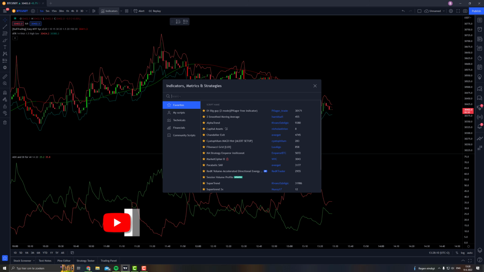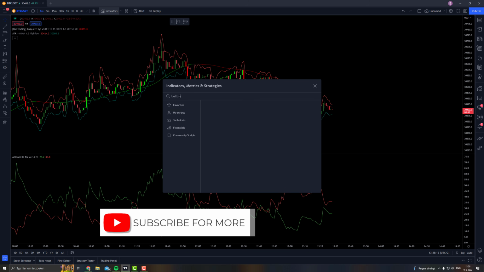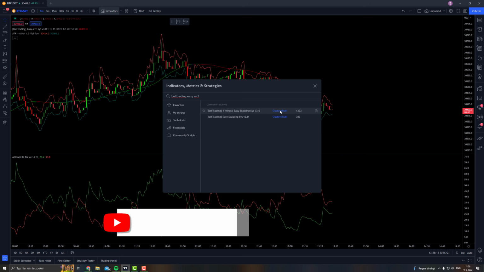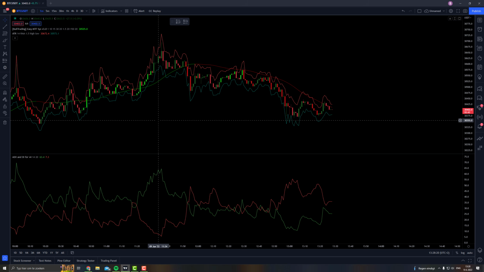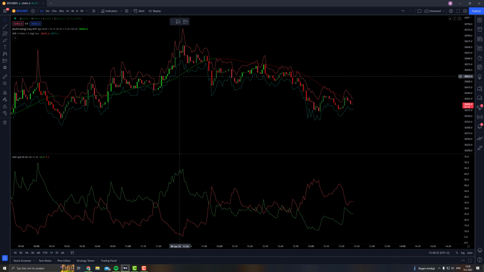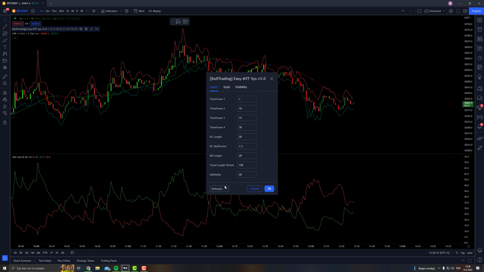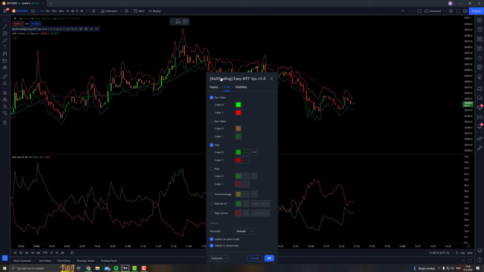And the other one is gonna be the bull trading, and then the easy MTF. It's a 1 minute easy scalping strategy. We are gonna change some settings from it. I can't really remember what the defaults were, but I remember that I changed the trend length period to 150 for the 1 minute time frame. I think by default it's 100, but I'm not totally sure.